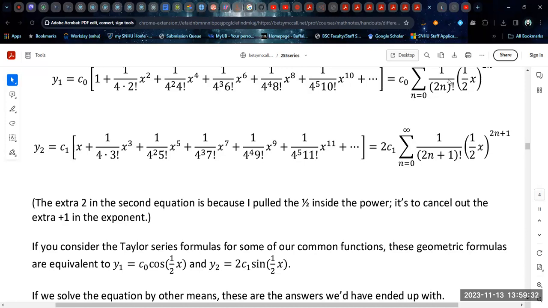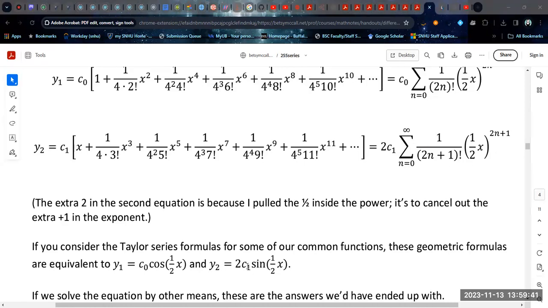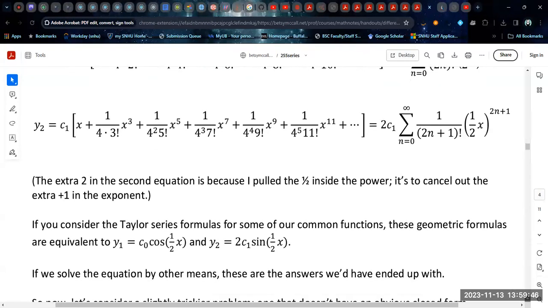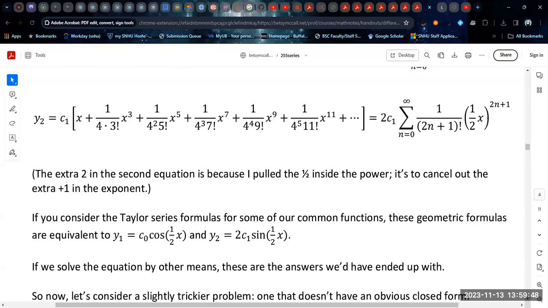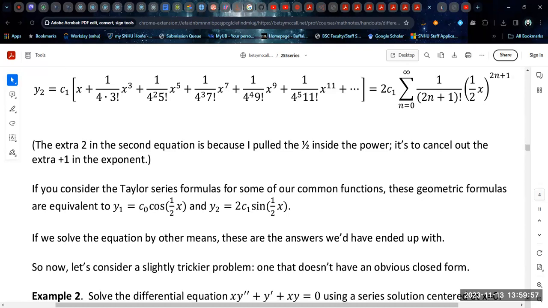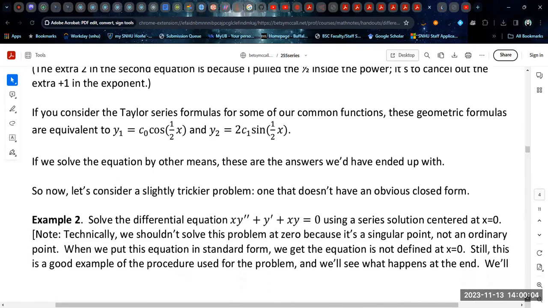Y1 is this sum, which is equivalent to my cosine at 1/2 x, and y2, this is my second solution. Again, one unknown coefficient times sine of 1/2 x. So that's sort of the simple case, because I actually know what those solutions are and I can check my work. But what happens if I don't have a solution that I can find by other means? How does that differ when I do this?